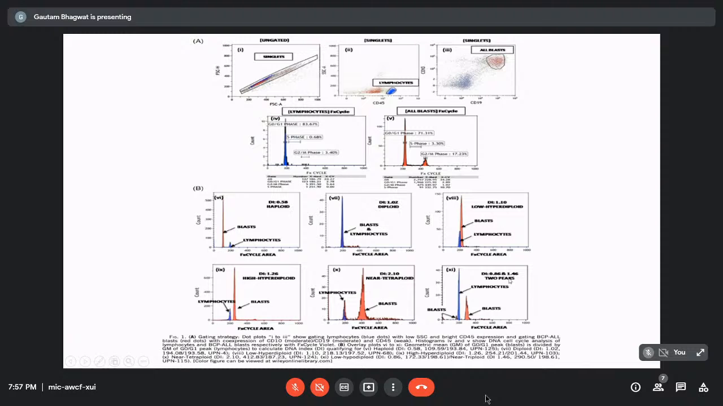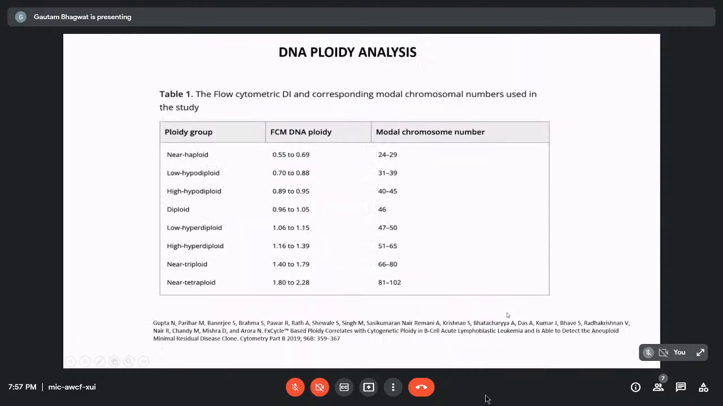So DNA index of 0.86 is low hypodiploid, while DNA index of 1.46 is near triploid. Basically this happens because of endoreduplication, and again I will not go into the details, but here cytogenetic analysis comes to aid. Now by doing this DNA ploidy, we are giving the information about prognosis at the very first step of diagnosis. And this correlates very nicely with the karyotyping.